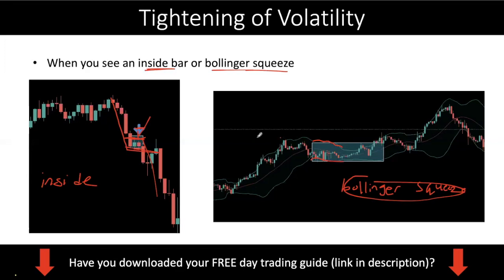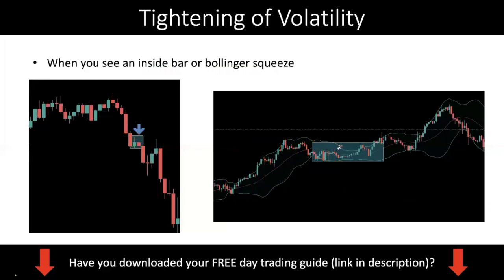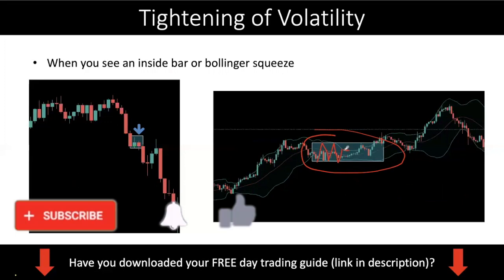So if you compare the charts, look at this portion. You can see that the bands are quite wide. The distance between the upper and the lower band is quite wide. But when it comes to this portion over here, you can see that the bands are tightening. The distance from the upper band to the lower band is very tight. So this is what is known as a Bollinger Squeeze.